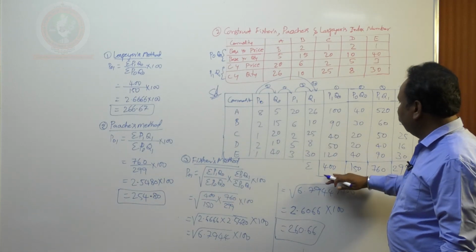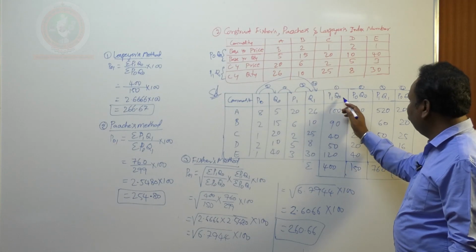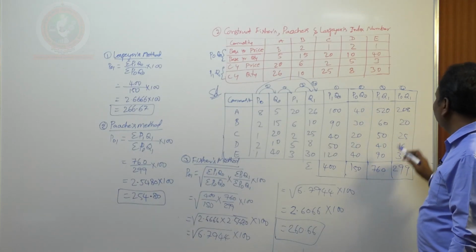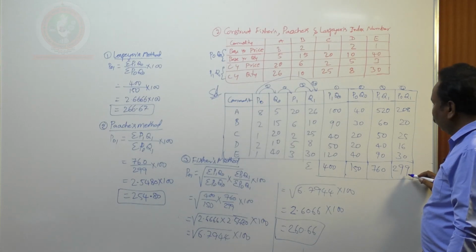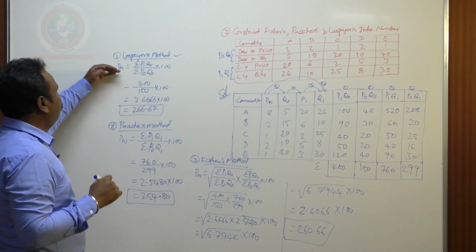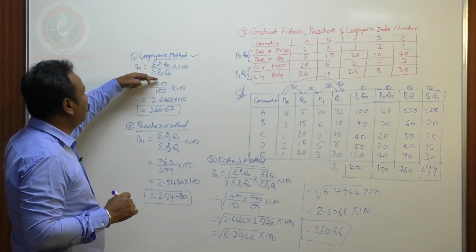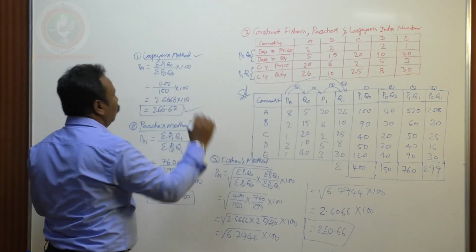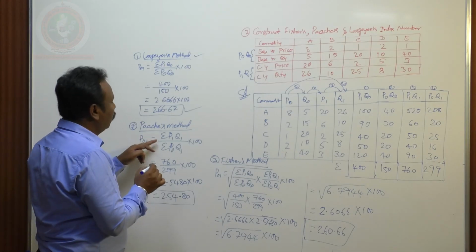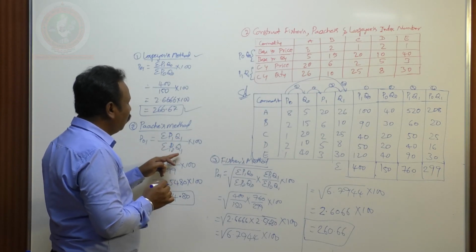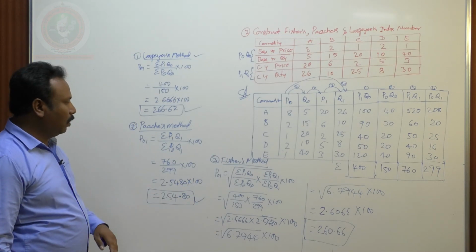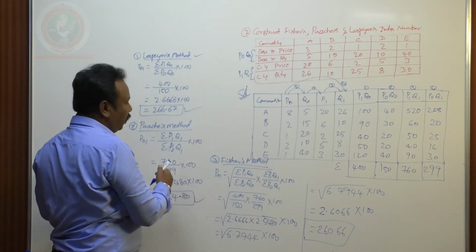Now we take the total summations: summation of P1 Q0 is 400, summation of P0 Q0 is 150, summation of P1 Q1 is 760, summation of P0 Q1 is 299. Based on these values we calculate the index number under Laspeyres' method: P01 equals summation of P1 Q0 divided by summation of P0 Q0 into 100, which gives 266.67. Under Paasche's method, P01 equals summation of P1 Q1 divided by summation of P0 Q1 into 100, which gives 254.80.